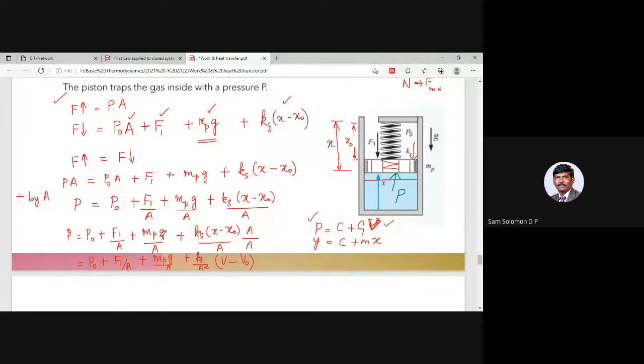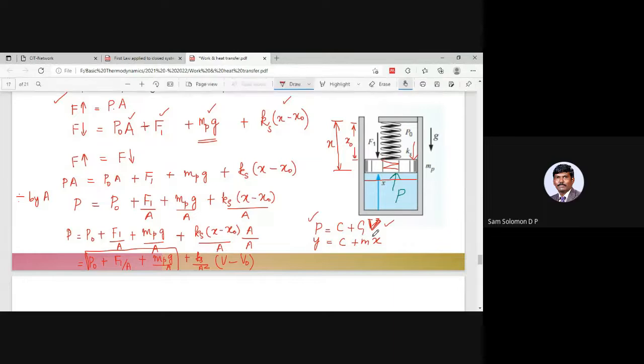Okay. So now after this, because these guys are all constant, we call them a constant C, and this guy is another constant, so we call it C1, and this V minus V naught, I simply take it as some other V minus V naught.